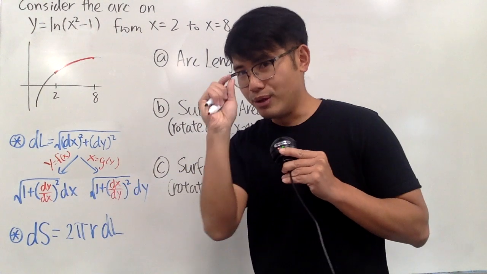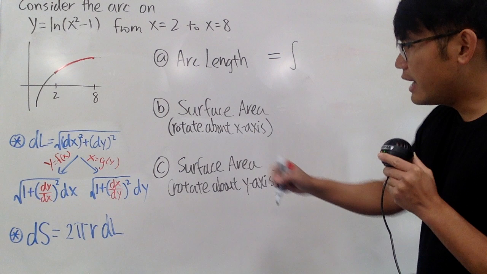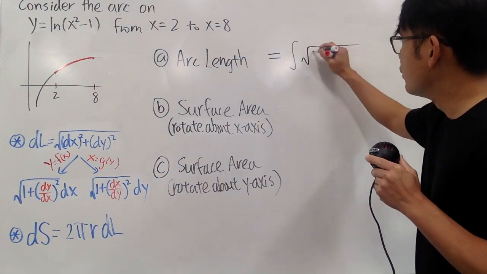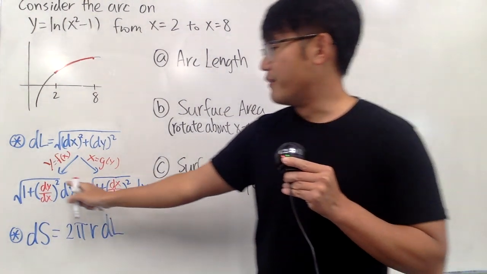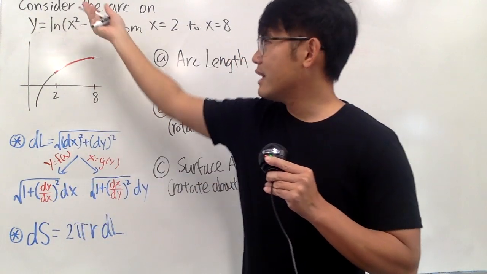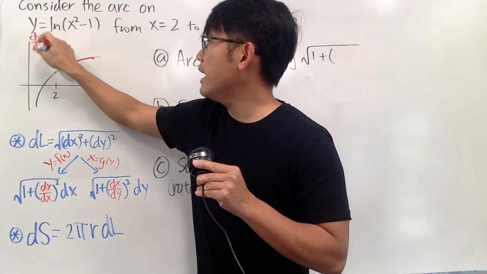because this is just a small change in the arc length. You have to use integrals to add them up. And we will have to put on the square root of 1 plus parentheses. Notice that we have to get our first derivative. Let's look back to here. I will differentiate this, which we get dy/dx.